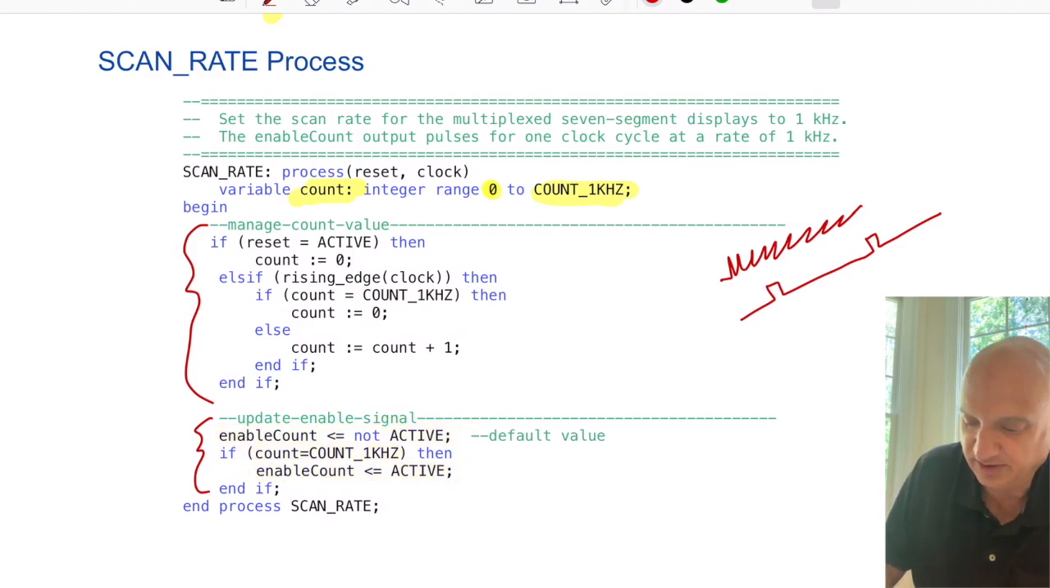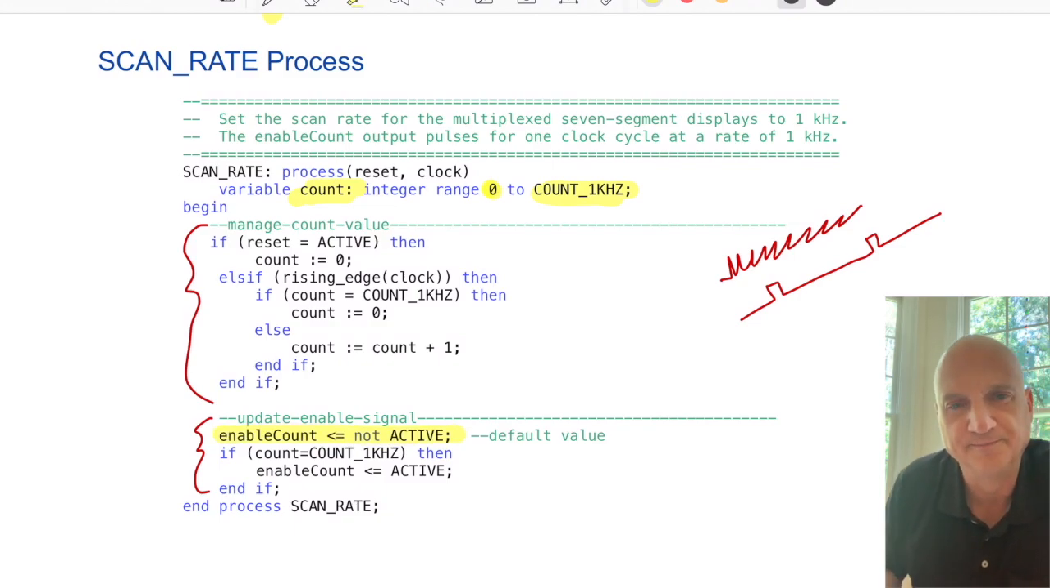Okay, so like I said before, what I did at first was I came in and I said, all right, the enable count is not active. By doing that, we are assigning a value to a signal no matter what, whenever the process is activated, right? And this means everything that's activating it, whether the clock is rising or whether the clock is falling. But notice that it really doesn't depend on those at all. It doesn't depend on reset or clock.